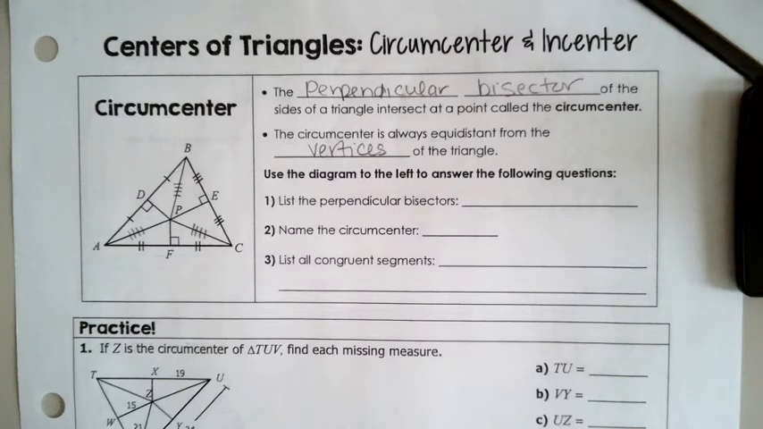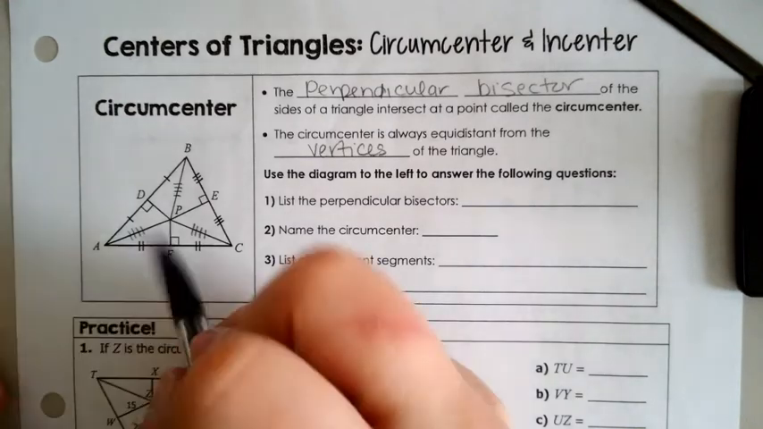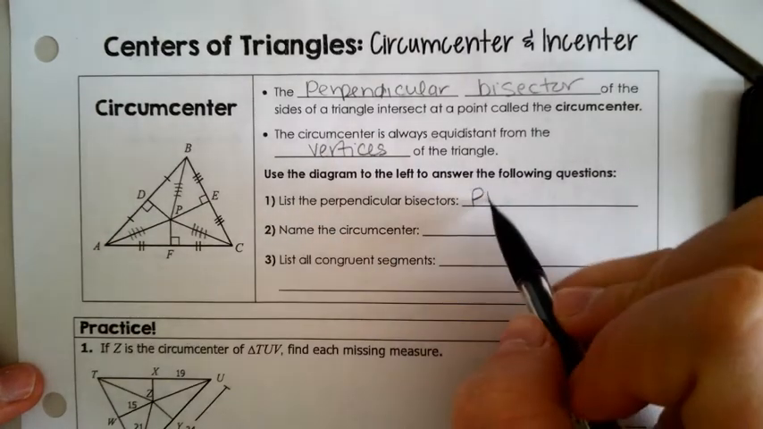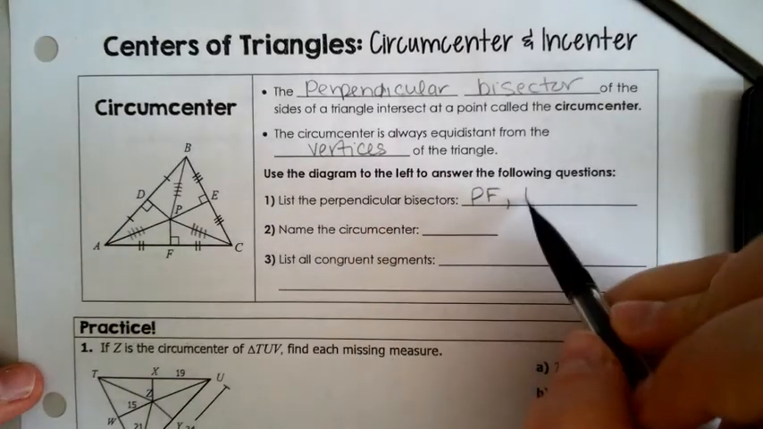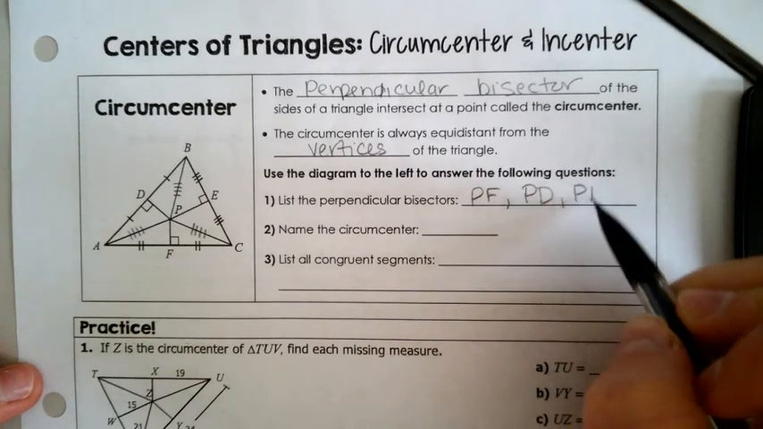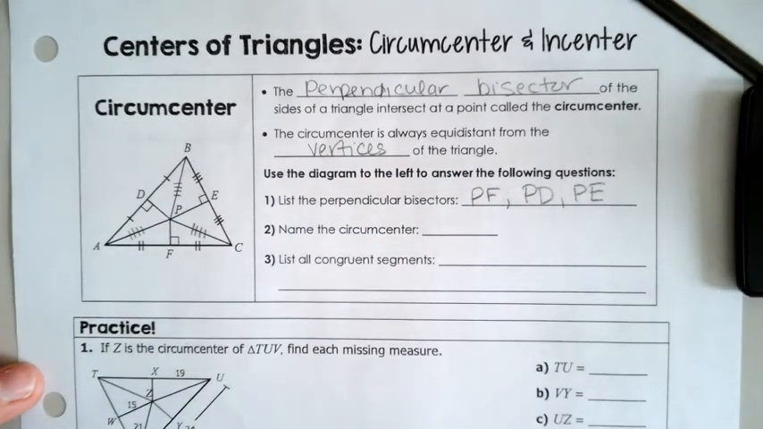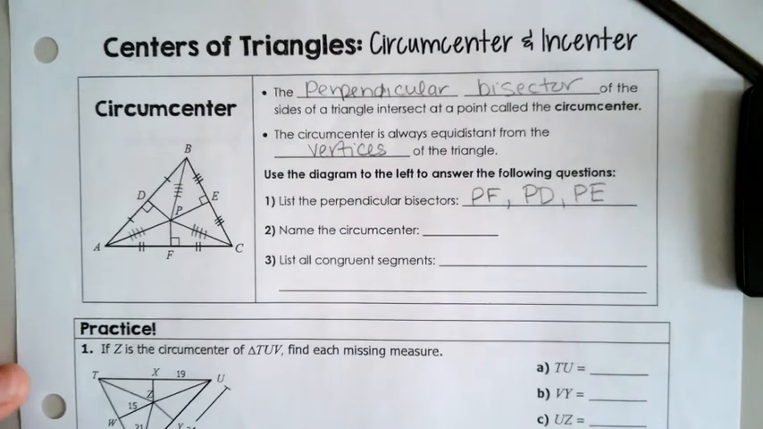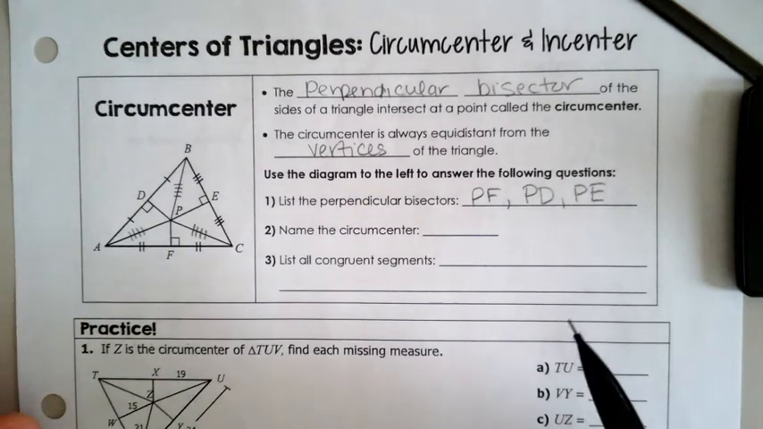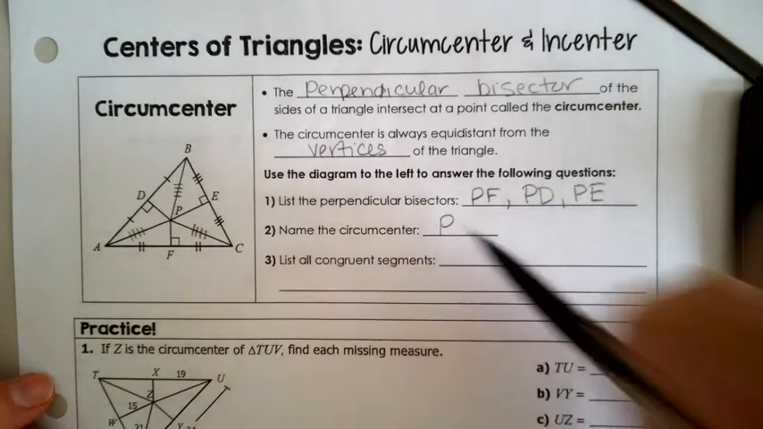List the perpendicular bisectors. So the perpendicular bisectors are the segments that go from the center and make right angles. So that would be PF, PD, and PE. You have to make sure that you're identifying a segment that goes from the center to a perpendicular bisector. Name the circumcenter. Well, it's P.